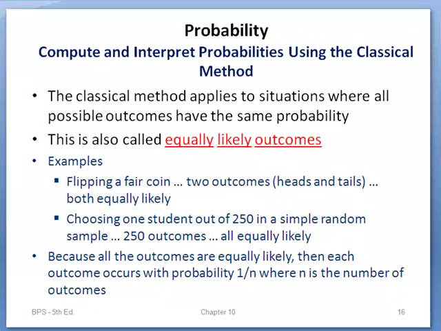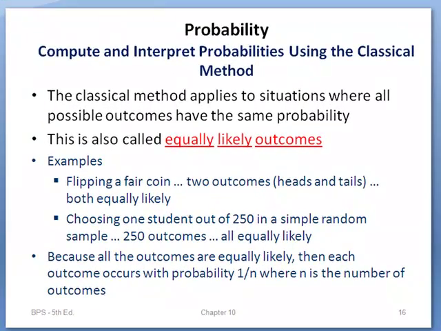So let's look at the classical method. Well, this method applies to situations where we know all the possible outcomes, and all the possible outcomes have the same probability. In other words, these are called equally likely outcomes. So things like flipping a fair coin, choosing one student out of 250 in a simple random sample, all are equally likely. We learned that in Chapter 8 and 9.